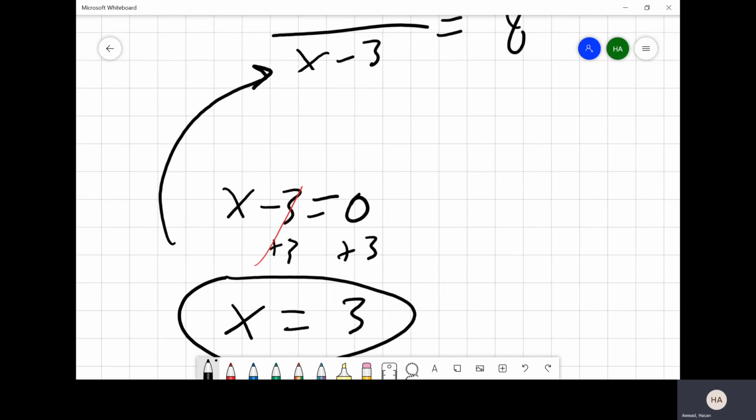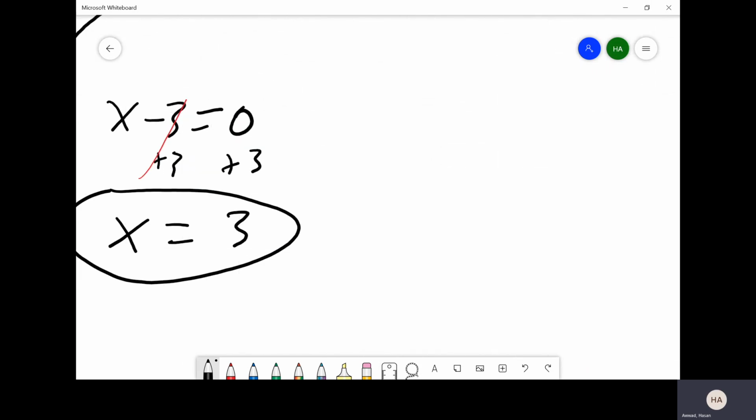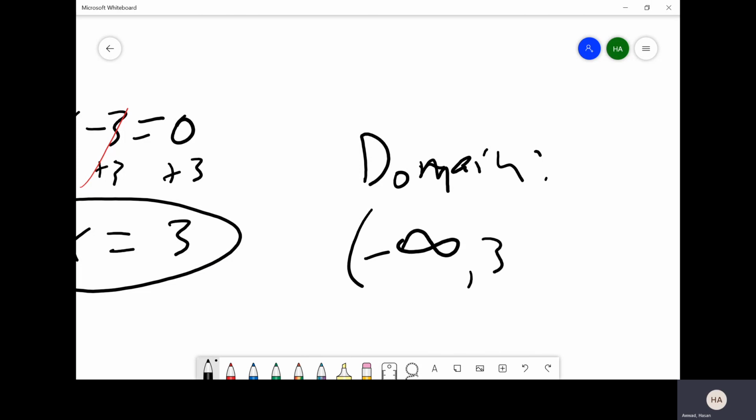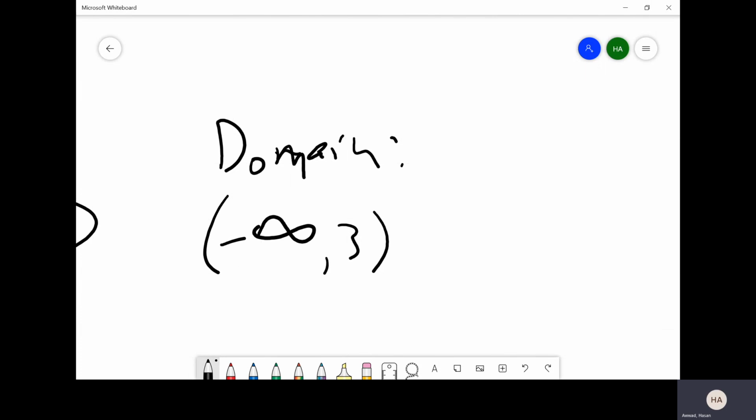And what we can do is write our final answer for domain, and if you guys remember set notation, from negative infinity to 3, but not including 3, right? We have a parenthesis. We don't want to include 3. Unioned with 3 to infinity. Again, still not including 3.